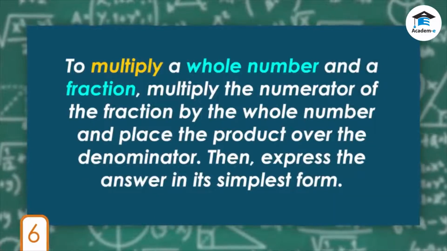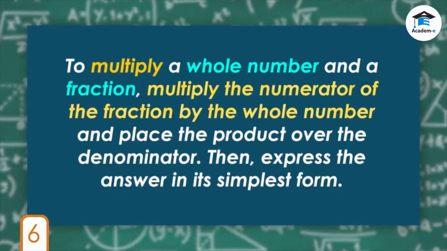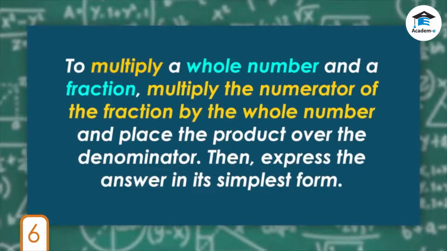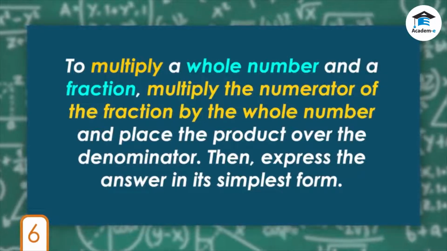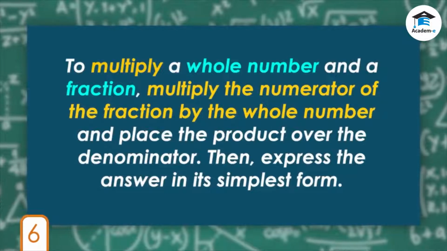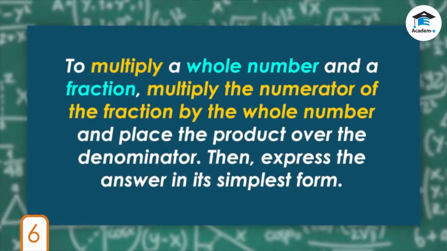To multiply a whole number and a fraction, multiply the numerator of the fraction by the whole number and place the product over the denominator. Then, express the answer in its simplest form.